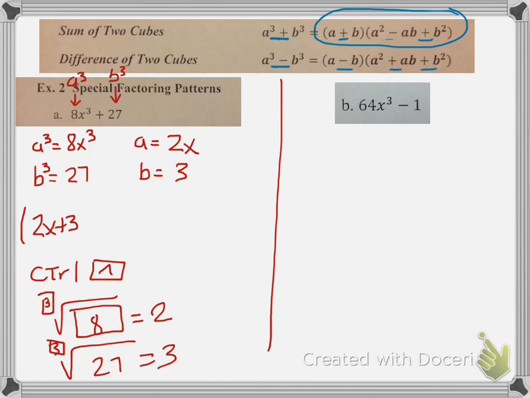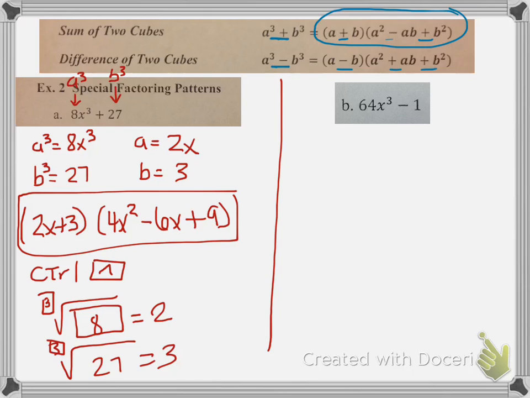My b is 3. And then the second parenthesis starts off with a squared, which means 2x times 2x, which is 4x squared. And then we're going to do minus, because that's what the formula says, a times b. So 2x times 3 would be 6x. And then your b squared, which is 3 times 3, which is 9. So that right there would be the answer for that one. And that's all you have to do.